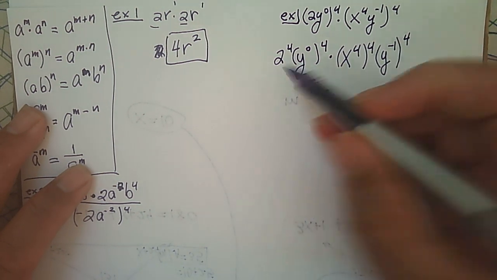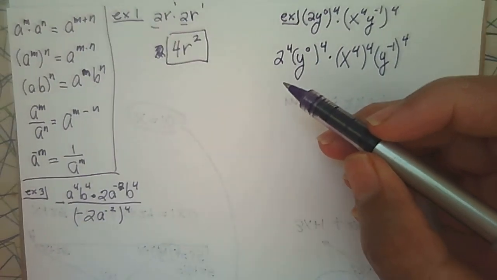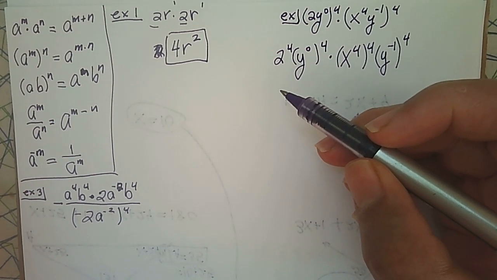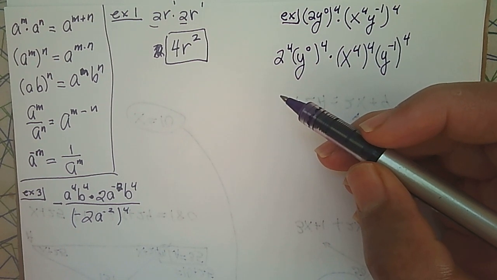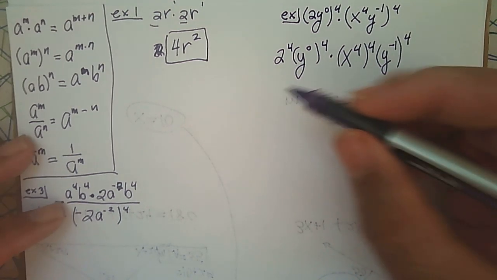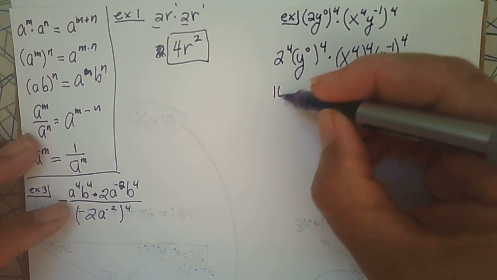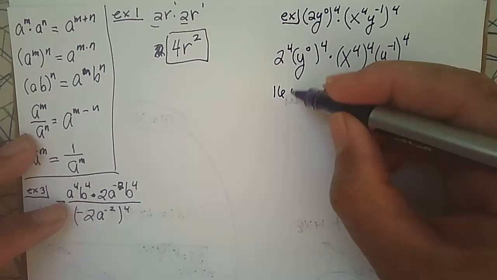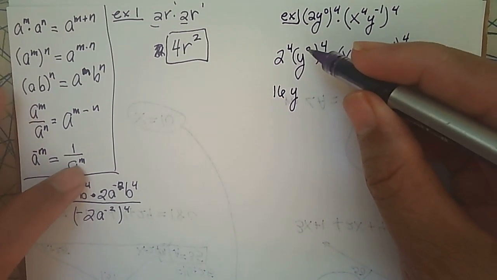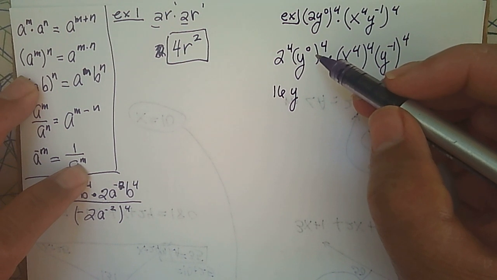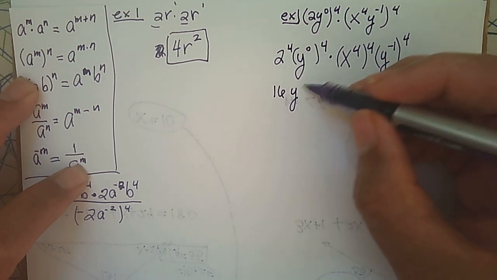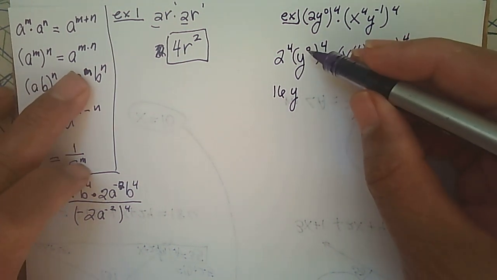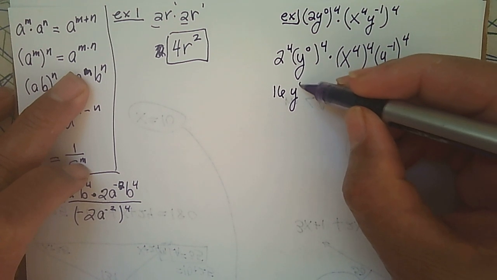So you have 2 to the 4th, 2 times 2 times 2 times 2. 2 times 2 is 4. 4 times 2 is 8, and 8 times 2 is 16. So this will be 16. And y. For this, you use this rule. The base will be the same base, and the exponent should be multiplied. 0 times 4 will give you 0.